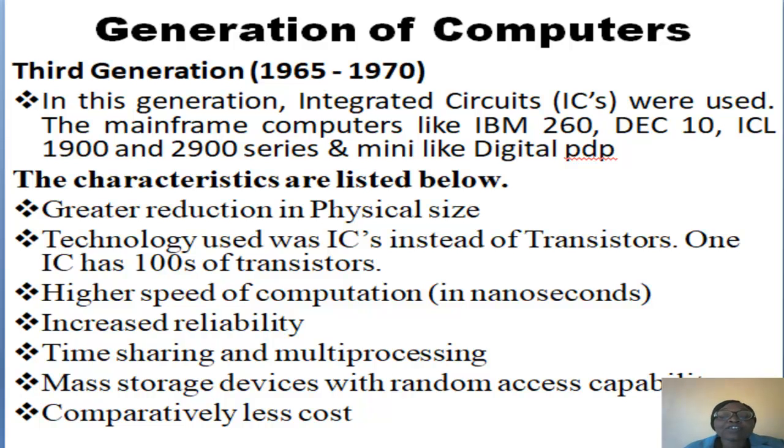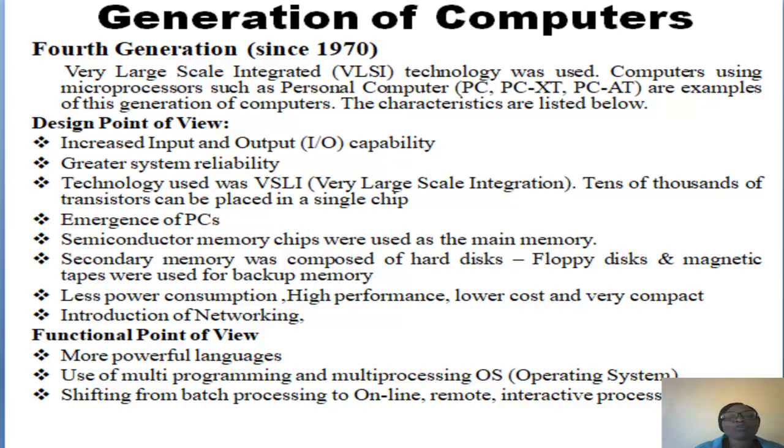Their technology makes use of integrated circuits instead of transistors. They have a higher speed of computation. The speeds are now in nanoseconds. They have increased in reliability. Then there are mass storage devices with random access capability, and the prices are less than the first and second generations. That is, they are cheaper than the second generation of computers.